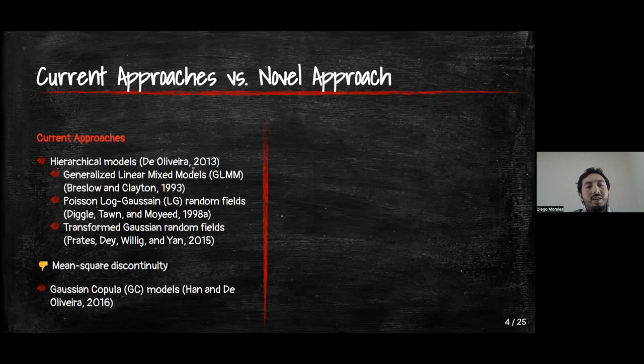And the other big class of models are the Gaussian copula approach that was developed by Han and De Oliveira in 2016. So the thing with these models is that there are no underlying physical mechanisms for the models. So they only present a mathematical tool that can manage the spatial dependence. There does not exist an underlying physical mechanism of the model. It is only a mathematical tool to manage the dependencies.